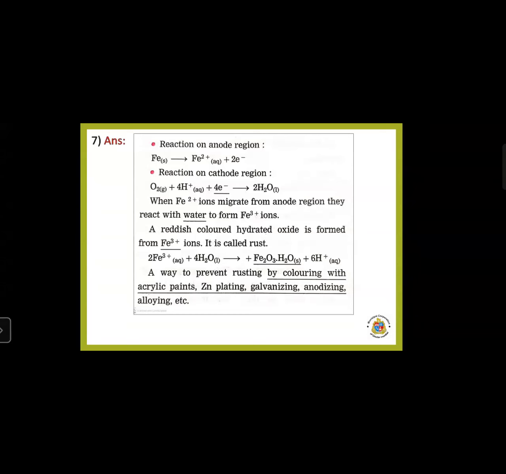The reaction is that 2Fe3+ plus 4H2O gives rise to Fe2O3·H2O plus 6H+. This is nothing but your rusting. So the formula of rust is Fe2O3·H2O.